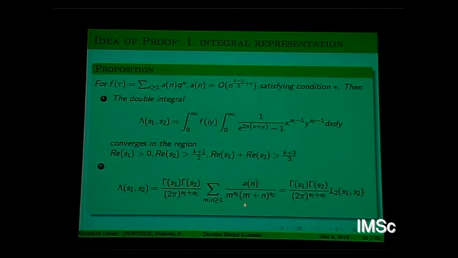And it turns out that this integral really gives us this double Hecke L series, except this gamma factor, as we see. So this is kind of a Mellin transform of this f of iy integral of this exponential term. Mellin transform of this will give us this double zeta function.